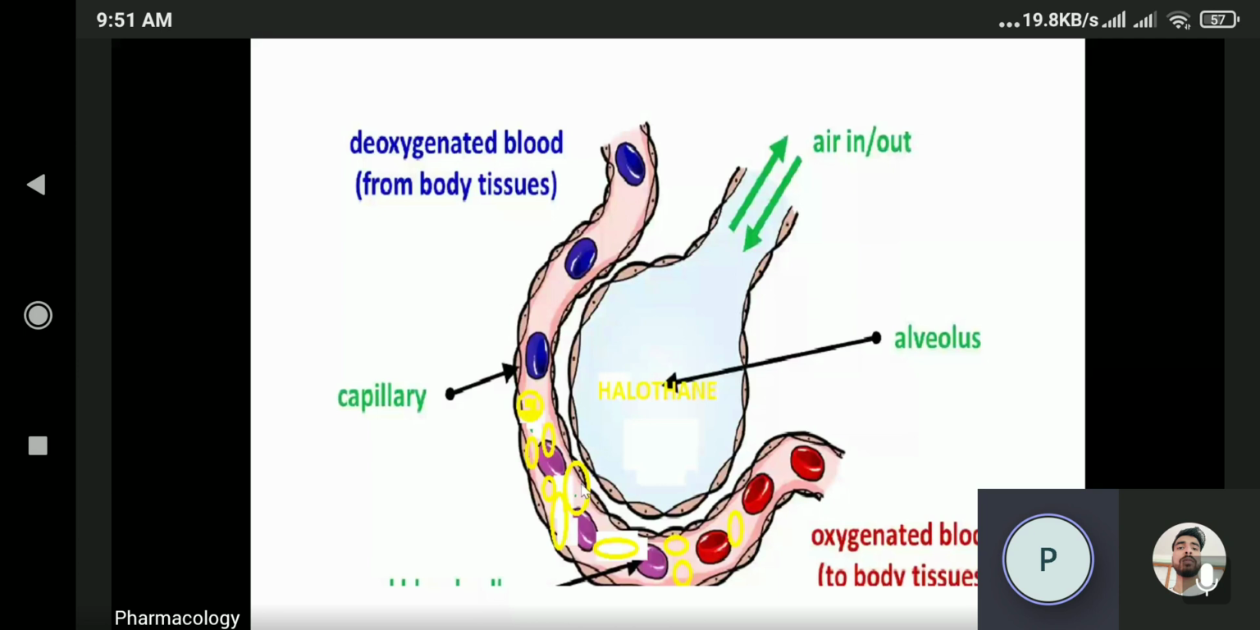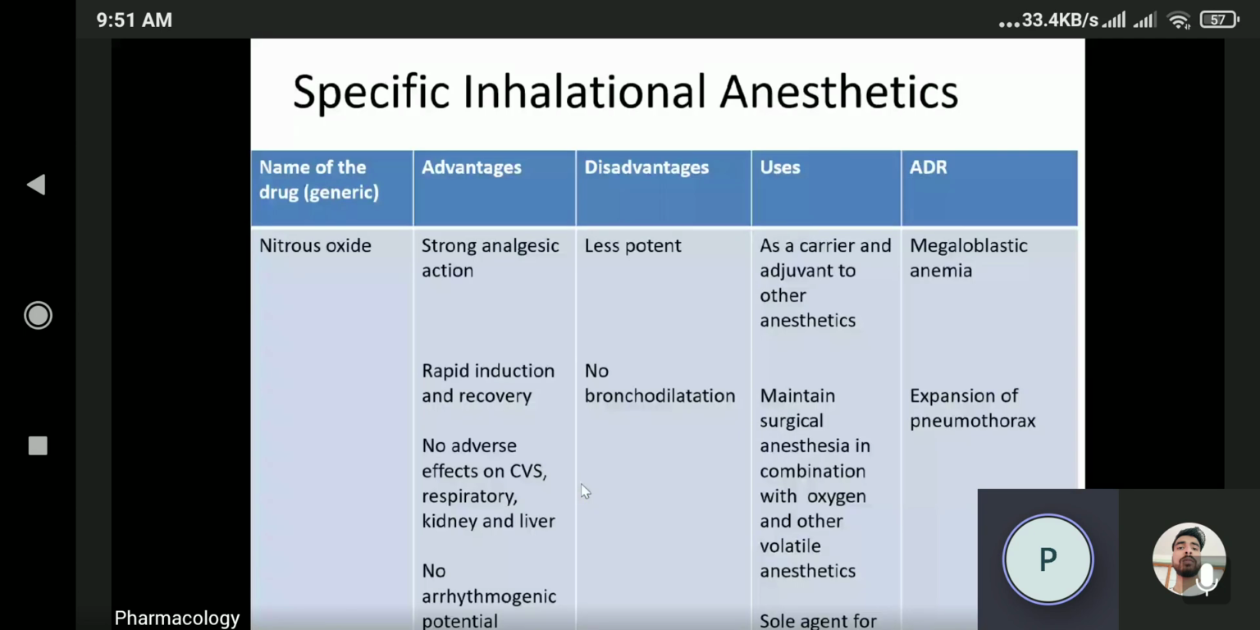So now coming to the specific and important inhalational anesthetic drugs, first is nitrous oxide. Along with the anesthetic action, it also has an analgesic effect. So the need for further addition of analgesic drugs will be lesser during the course of surgery. We have also discussed just now that they have rapid induction and recovery.